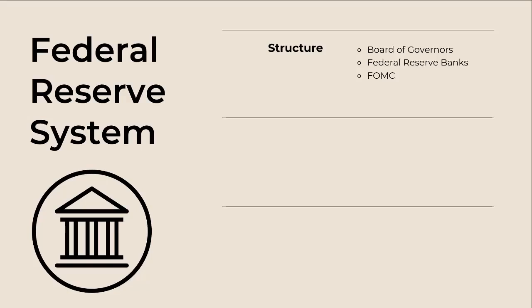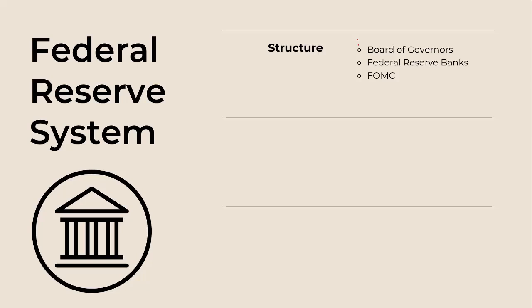So we've mentioned the Federal Reserve Bank a bunch of times so far in this section of the module. So now let's spend a little time and explore what the Federal Reserve System is. The Federal Reserve System is made up of three different kinds of main structural entities.